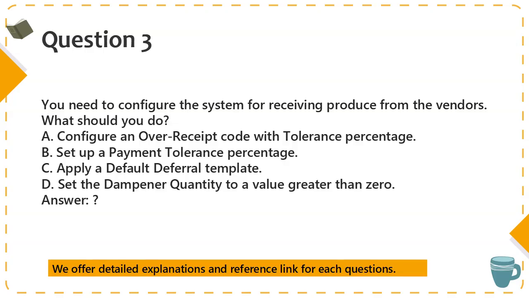3. You need to configure the system for receiving produce from the vendors. What should you do? A. Configure an over-receipt code with tolerance percentage. B. Set up a payment tolerance percentage. C. Apply a default deferral template. D. Set the dampener quantity to a value greater than 0.